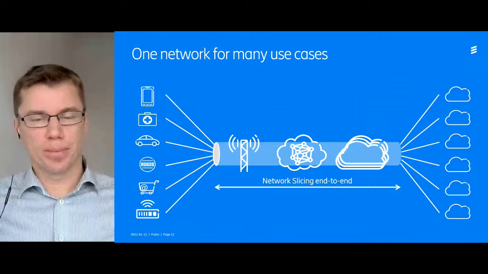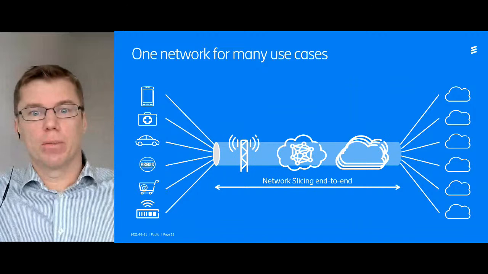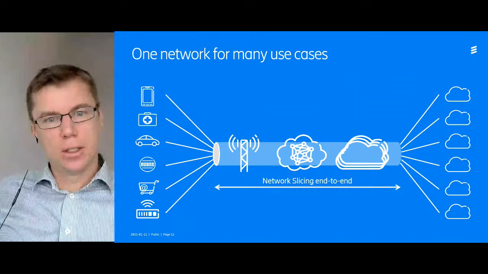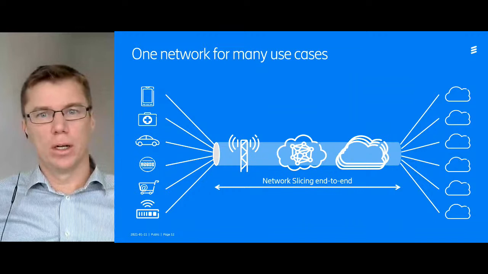So in a sense, you can say you set up virtual private networks, but it's more than the traditional VPNs that we are used to in the sort of IP layer. This goes really across the network infrastructure end to end.